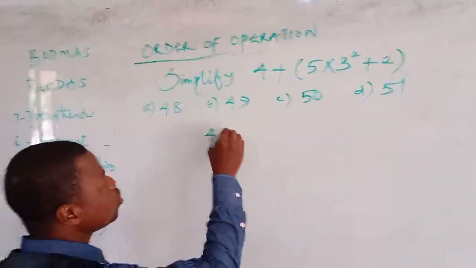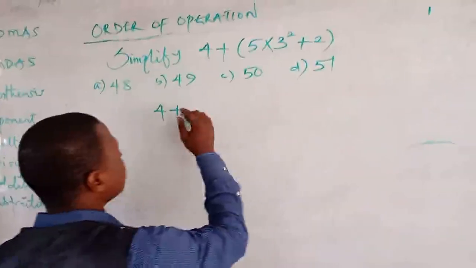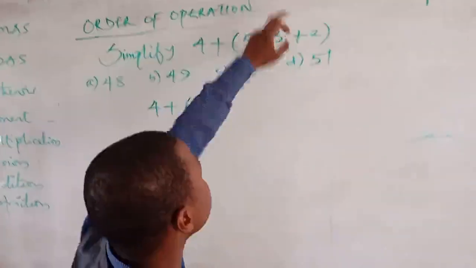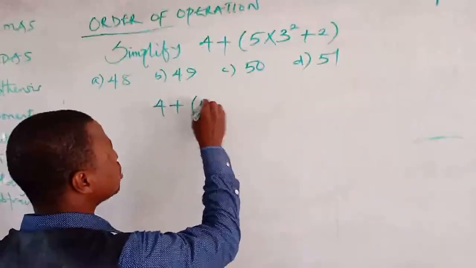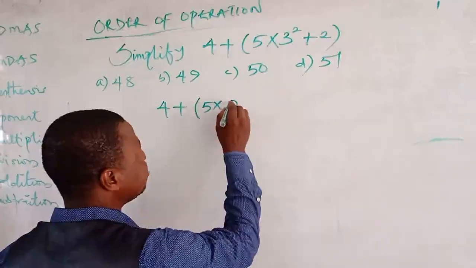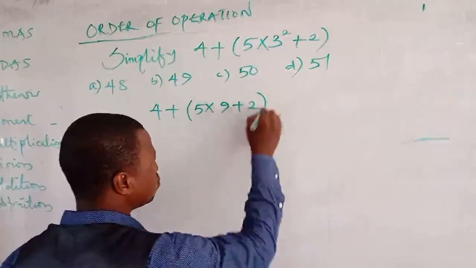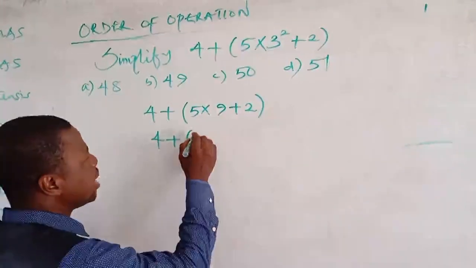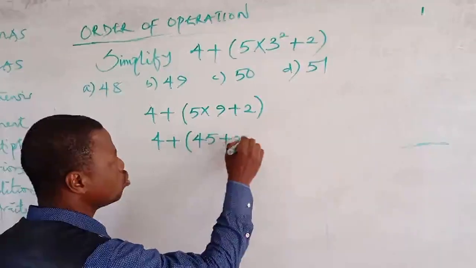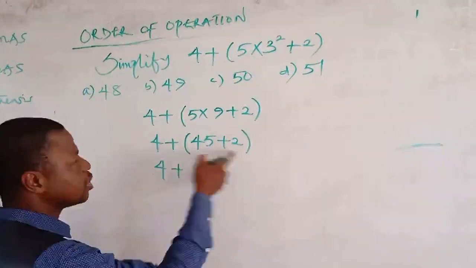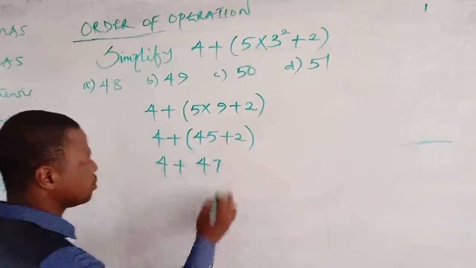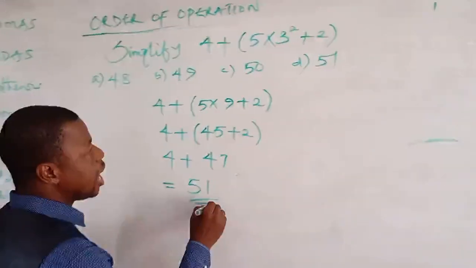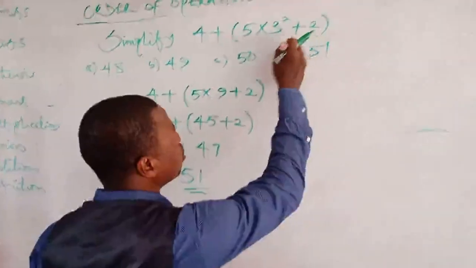So the first thing we do is we take care of everything in bracket. And in taking care of everything in bracket, we need to consider 3 squared first. So this is 5 multiplied by 3 squared is what? 9. That's 3 multiplied by 3 plus 2. Then this is 4 plus 5 multiplied by 9, that is 45 plus 2. Then 4 plus 45 plus 2, that is 47. And so 47 plus 4 will give us 51. And that makes option D the correct answer.